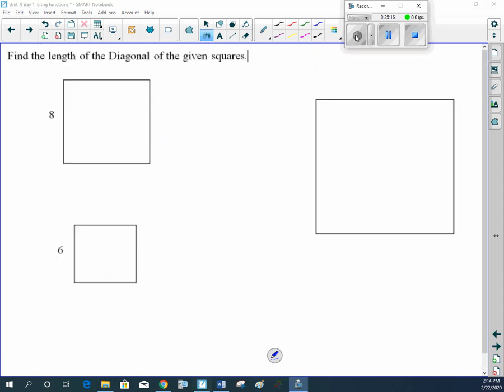Okay, we're going to move into a new topic now. So to do that, we've got a little bit of a trial and error thing here to see if we can figure out some patterns. So first of all, it says find the length of the diagonal of the given square. So if it's a square, then all the sides are 8. If it's a square, then there's 4 right angles. The diagonal also bisects each of those angles. So this would be 45 degrees, and this would be 45 degrees.